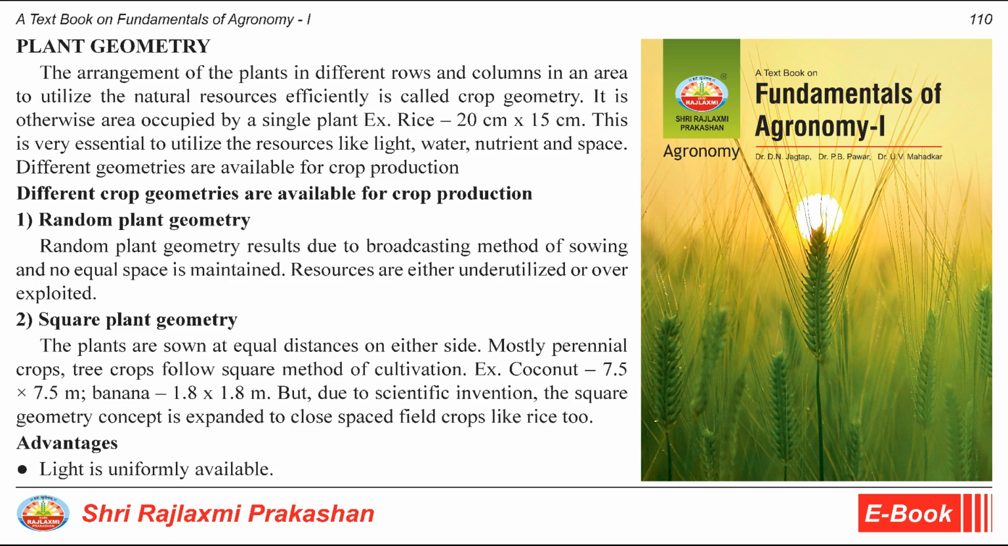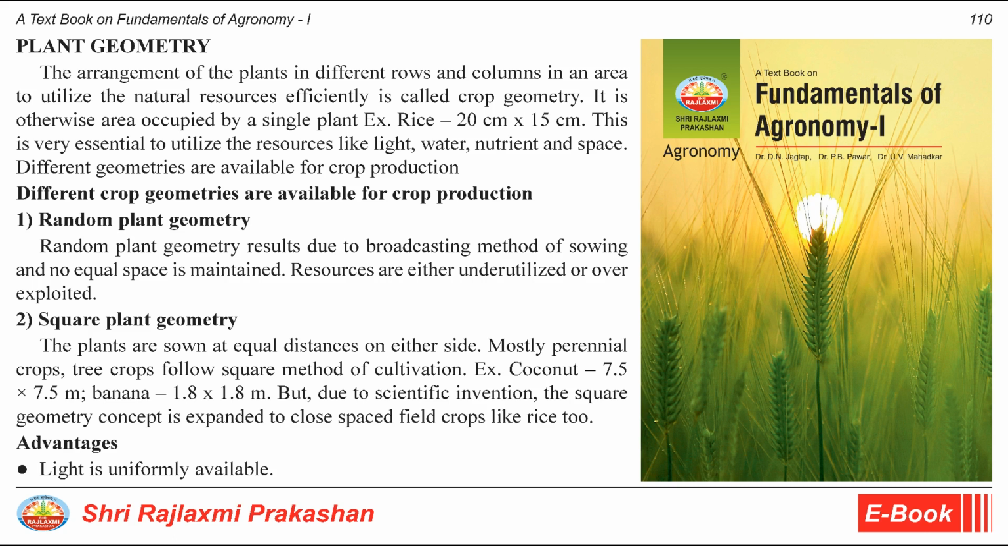Square plant geometry. The plants are sown at equal distances on either side. Mostly perennial crops and tree crops follow the square method of cultivation. Example: coconut 7.5 by 7.5 meter, banana 1.8 by 1.8 meter. But due to scientific invention, the square geometry concept is expanded to close-spaced field crops like rice too.